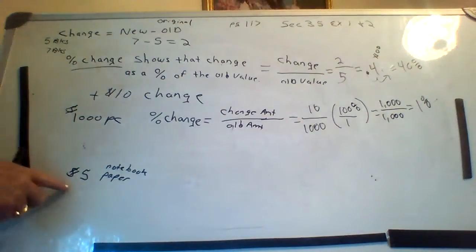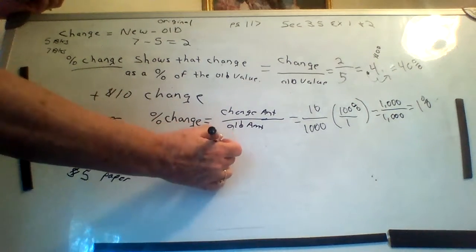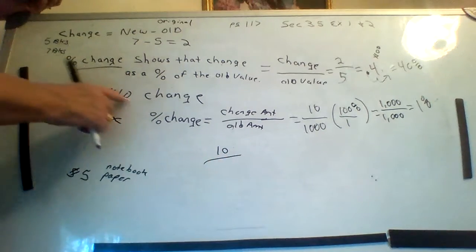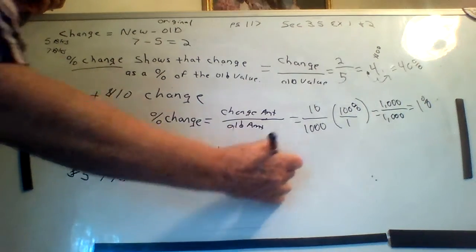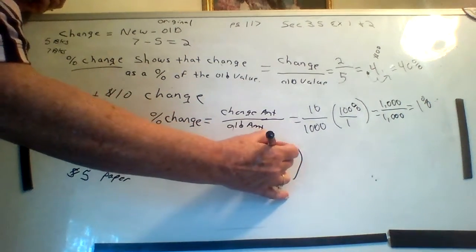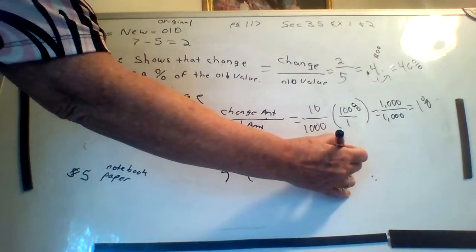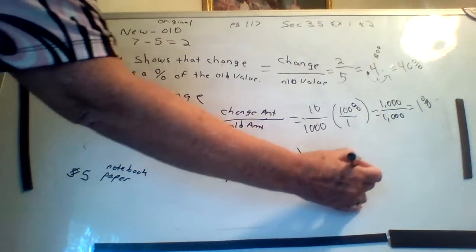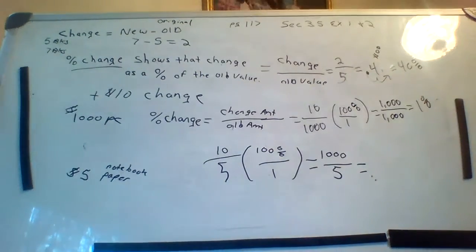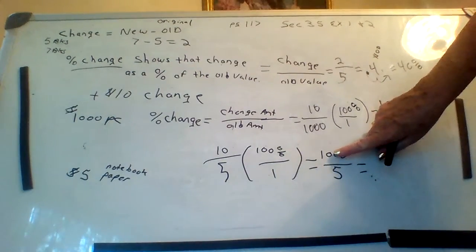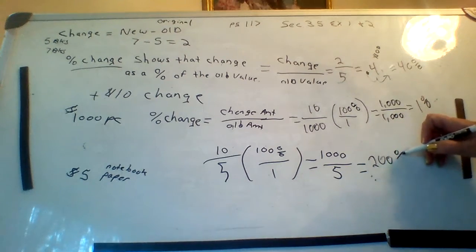Let's look at the notebook. $5. All right, let's do it. So we have $5. The change was 10. That's still the same change, but the original value was 5. We're going to multiply that by 100%. We're going to get 1,000 over 5. Well, 5 goes into 10 2 times, right? Think of it that way. Add your 2 zeros. So we're going to get 200%.